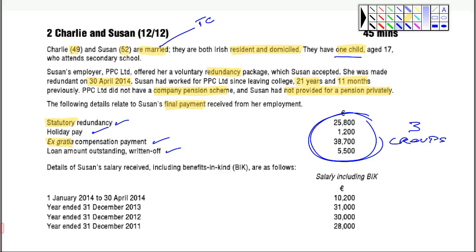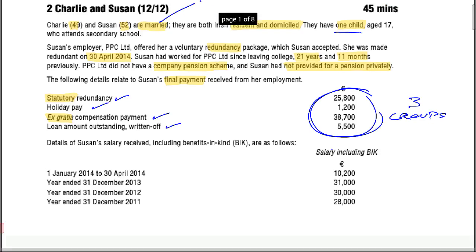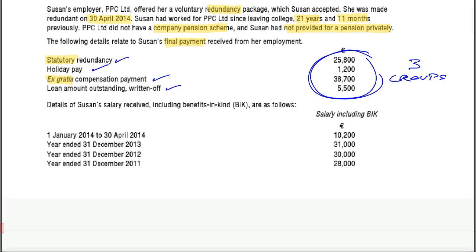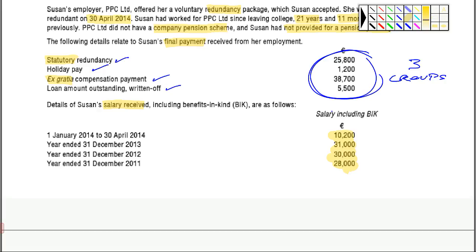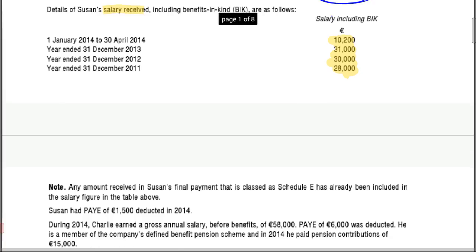In addition to that, moving down the question, we see that they gave us some details on her salary received, including benefits in kind. And they've obviously given us this information for a reason. I'm wondering what that reason is. It's got to be something to do with our 3 exemptions, our 3 exempt amounts, you remember, of which the taxpayer can choose the highest one.